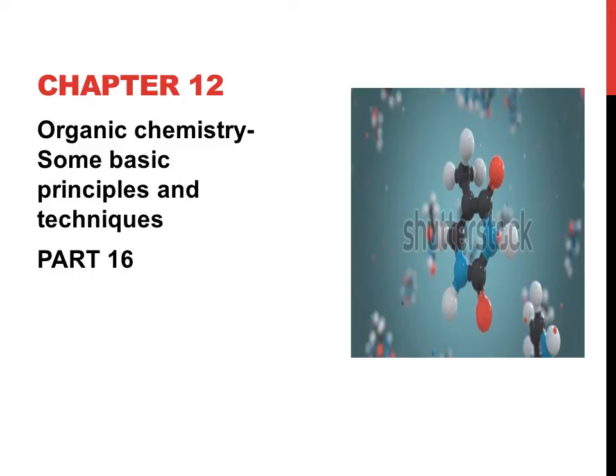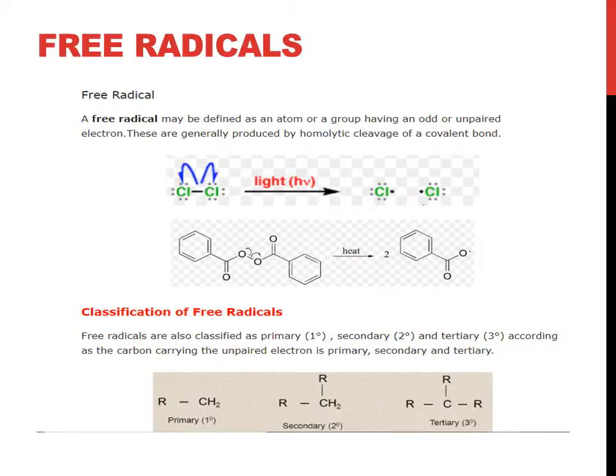Hello students, let us start with the last part of your chapter 12, some basic principles and techniques. Start with free radicals. So what are free radicals? A free radical may be defined as an atom or a group having an odd or unpaired electron.